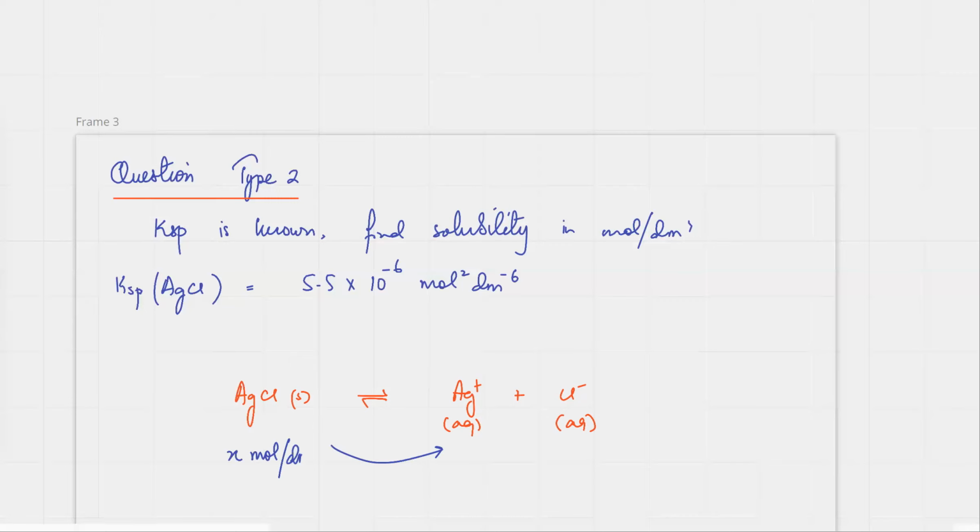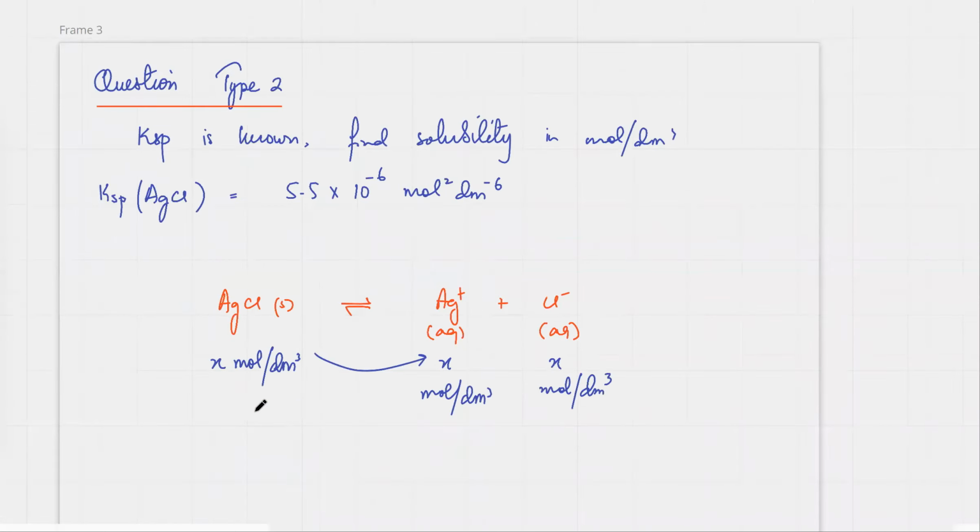So one dissolves, produces one of this. That means if X mole per dm cube dissolve, they're going to produce X mole per dm cube of Ag plus 1 ions, and X mole per dm cube of Cl minus 1 ions as well. Right? Is this part clear? Yes, sir. So there's a question mark. We don't know how much of AgCl is actually turning into aqueous ions, how much of it is dissociating. So I just stated X.